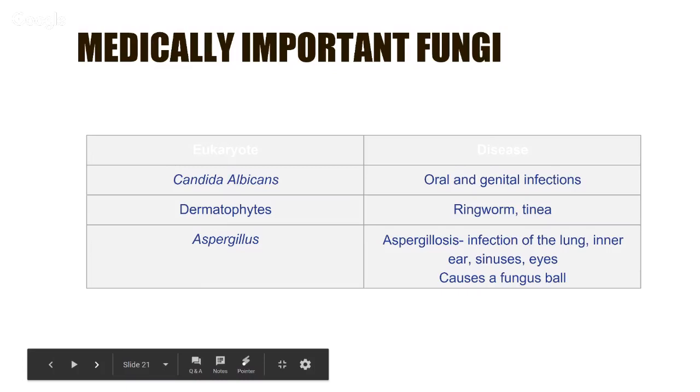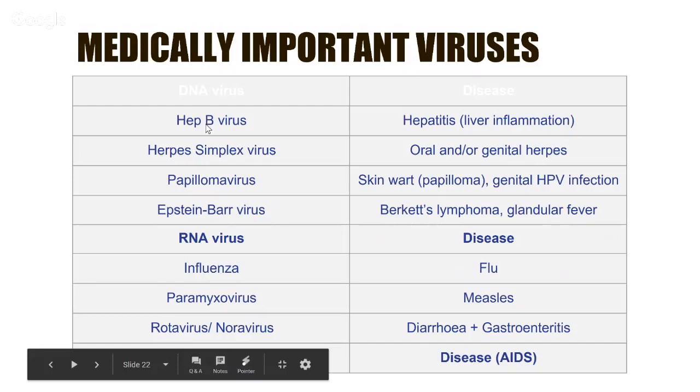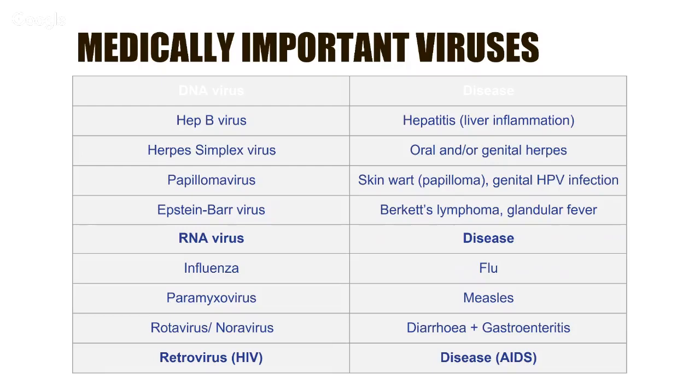Again, you have your DNA viruses and the diseases they cause. As mentioned, Epstein-Barr is your glandular fever. So if you've had glandular fever after med camp, it's probably Epstein-Barr. Papillomavirus does cause a higher risk of cervical cancer for a woman who's had a papillomavirus infection, and that's why we do pap smears. Your herpes simplex is of two types: herpes simplex 1, which is your oral, and herpes simplex 2, which is your genital.